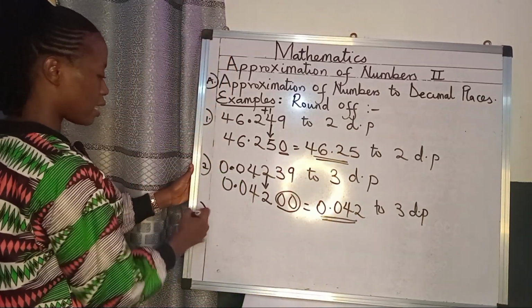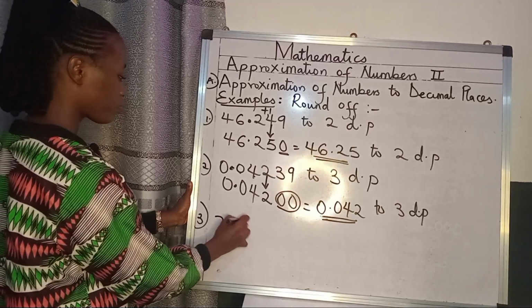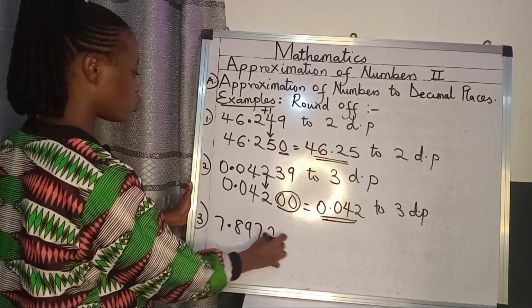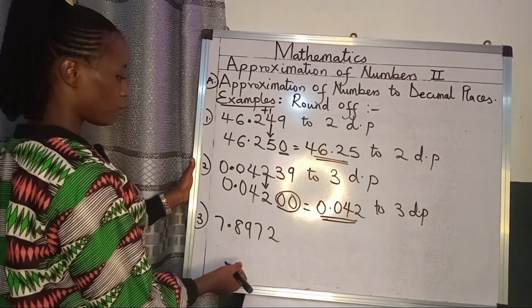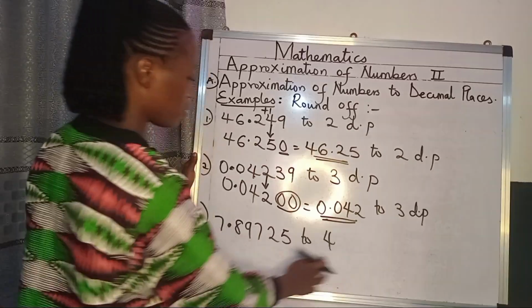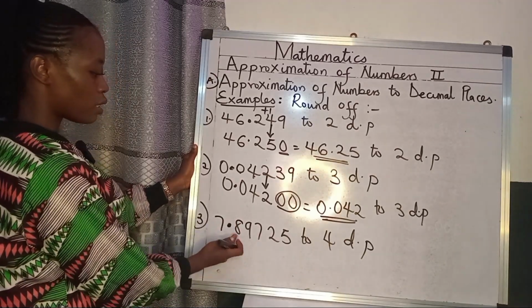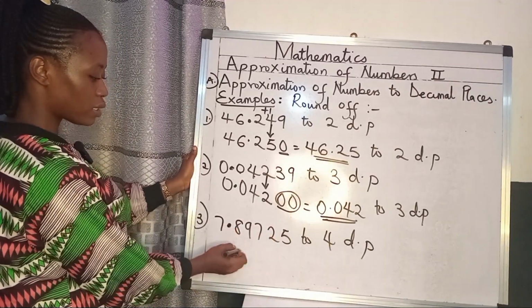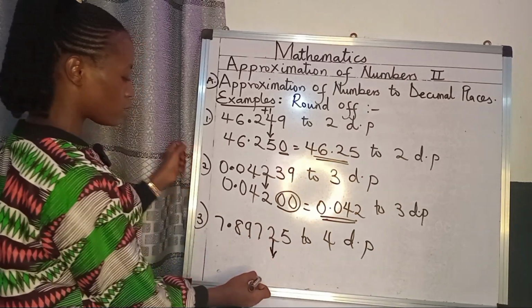And let's look at another example. Let's say you are given a number like 7.89725 and you are asked to approximate this number to 4 decimal places. So 4 decimal places, 4 numbers after the point. We are going to have 1, 2, 3, 4. Now this is where my arrow is going to be.